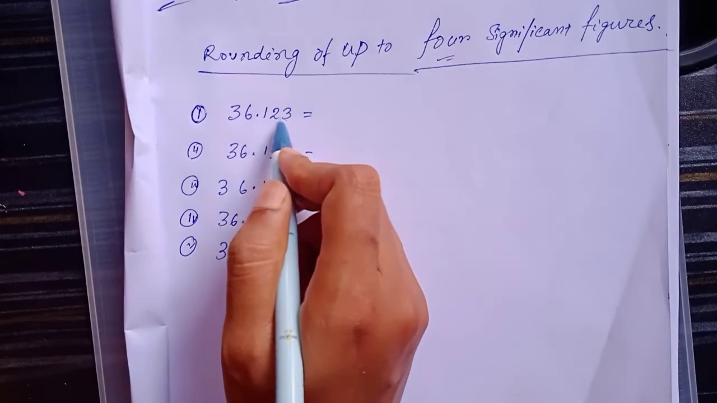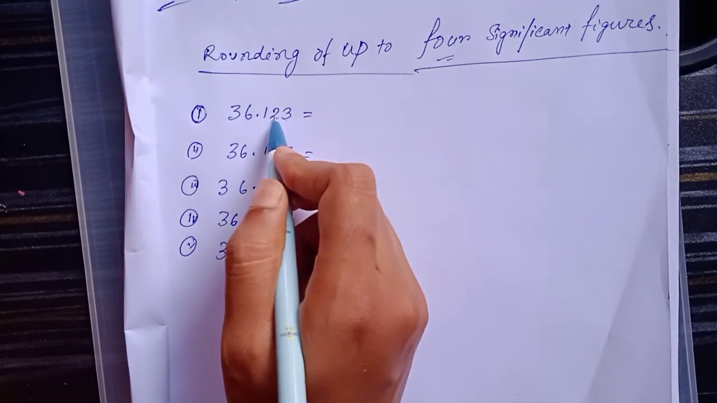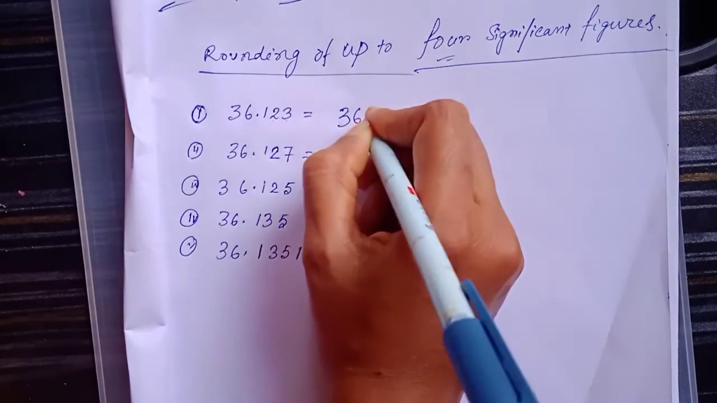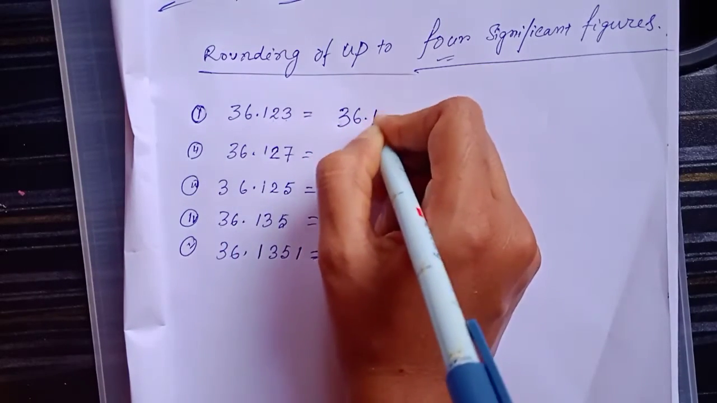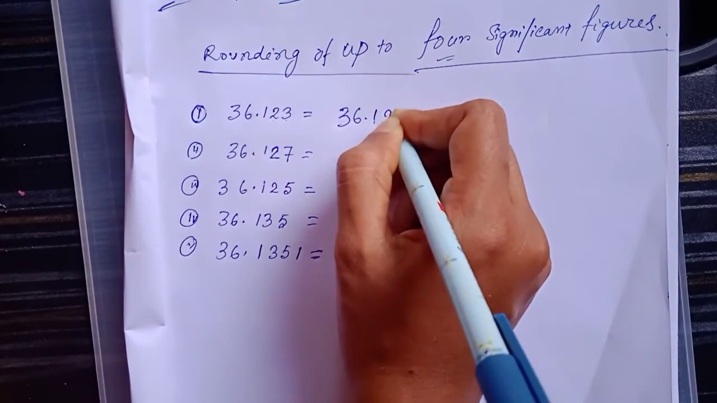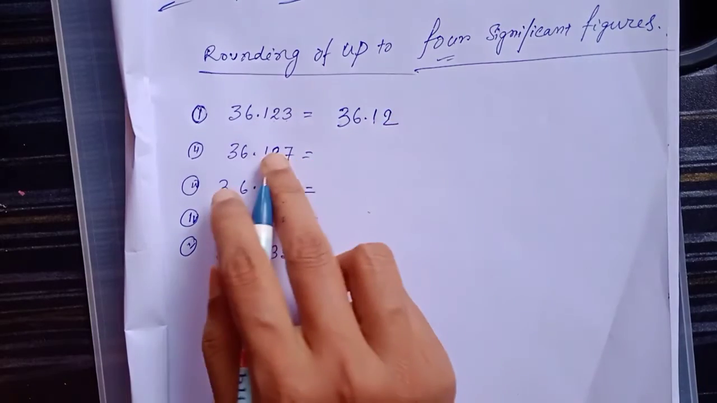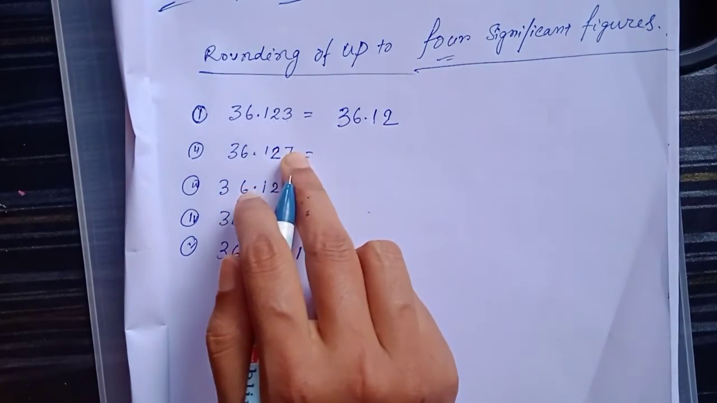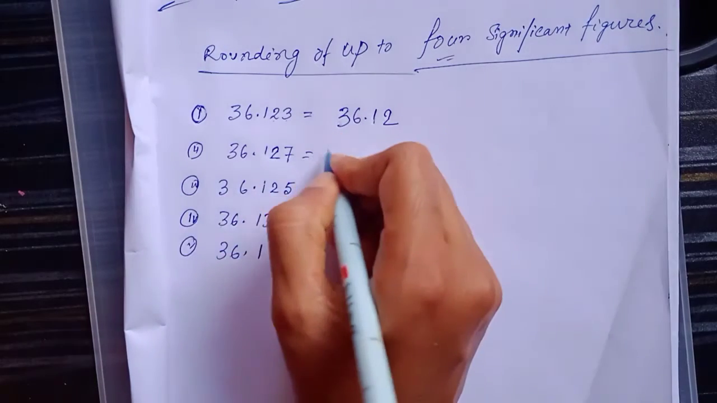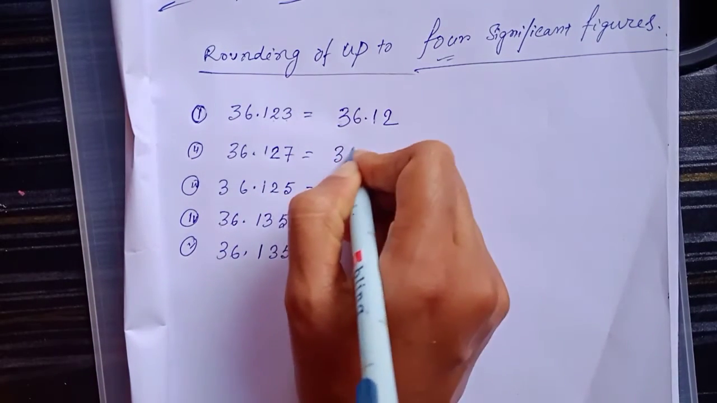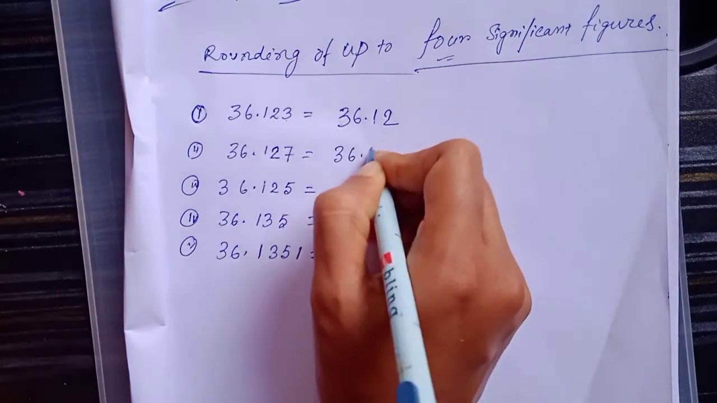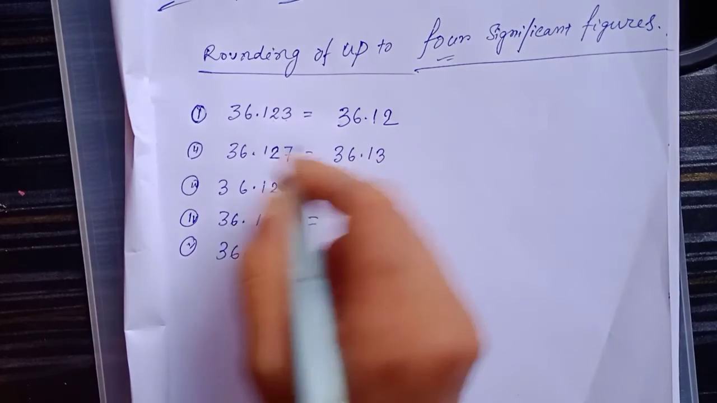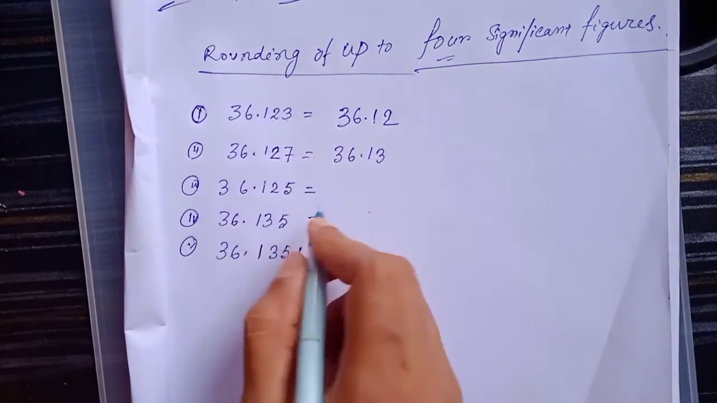Therefore after rounding this number we get 36.12. Now in example number 2 we can see that the 5th digit is 7, that means greater than 5. Therefore the 4th digit is increased by 1. So our answer becomes 36.13.